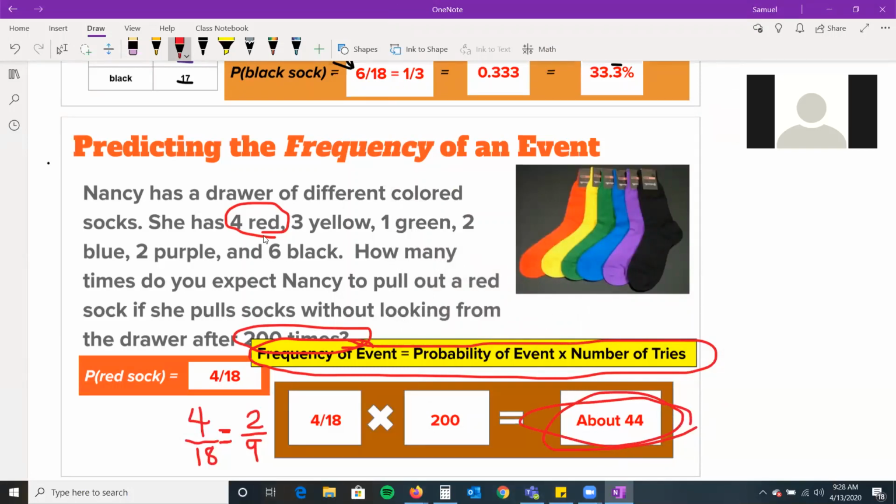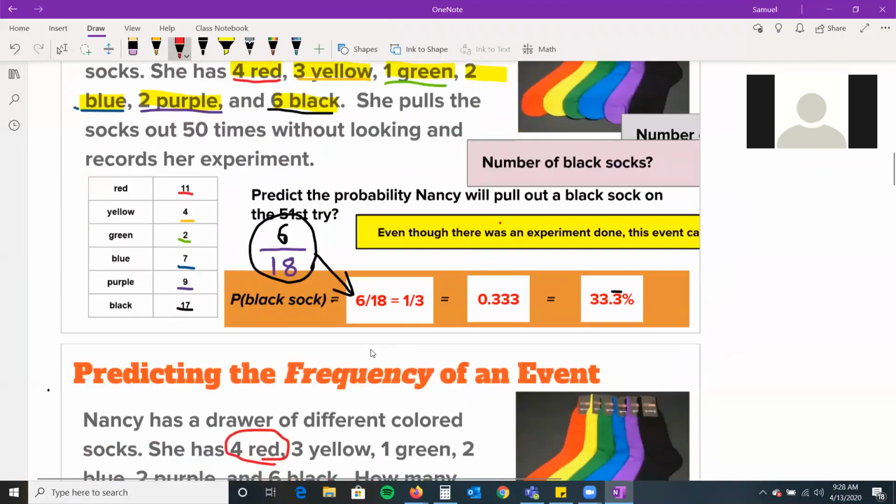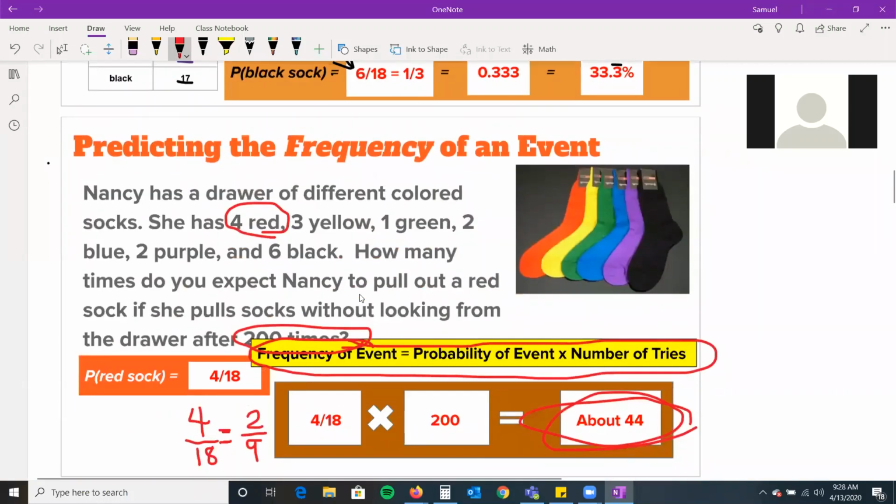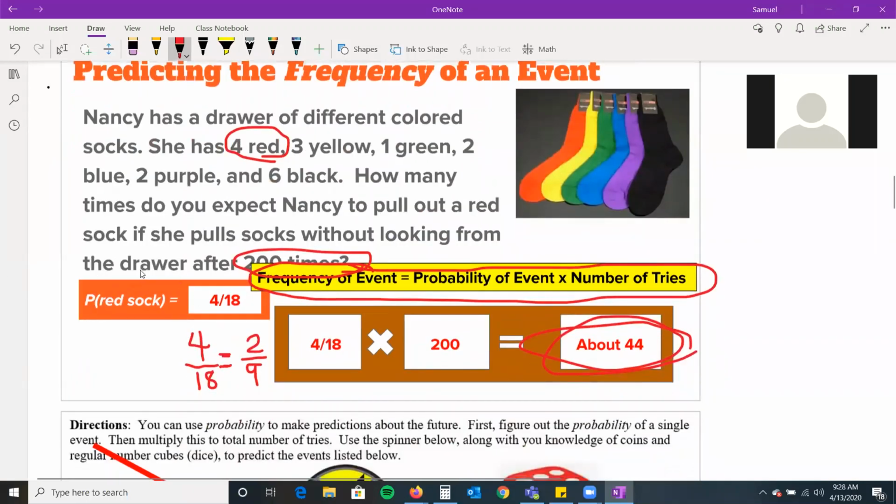So just clarifying, I know that's a little confusing because it's the same problem here. But just think of it this way, okay? This one we had 50 times without looking, and then we're just trying to predict the probability that Nancy will pull out a black sock on the 51st try. Whereas on this one, we don't have any results, right? There was no experiment done.